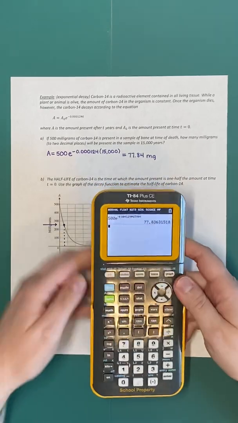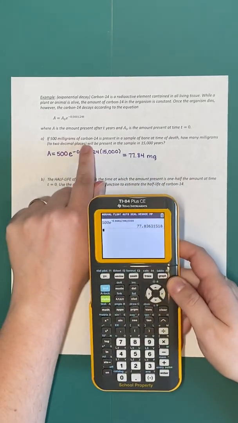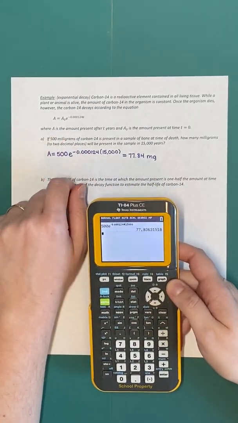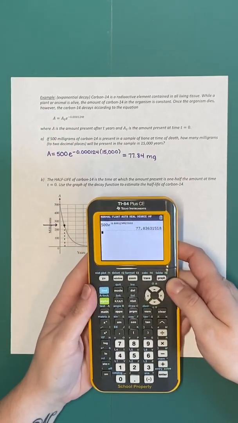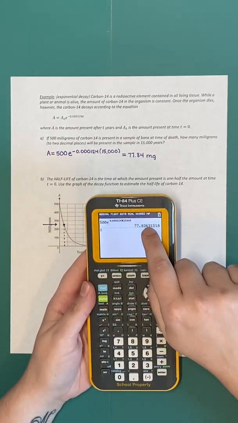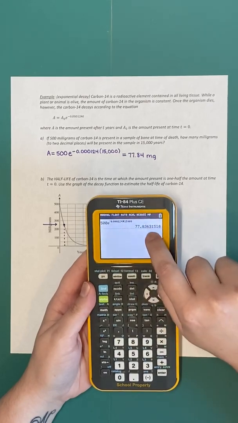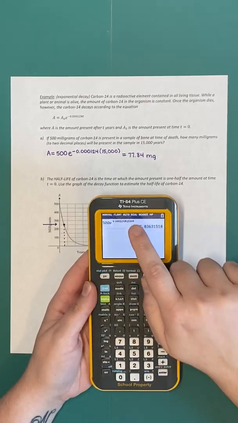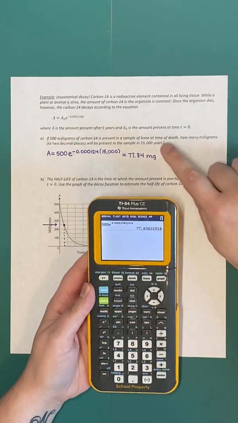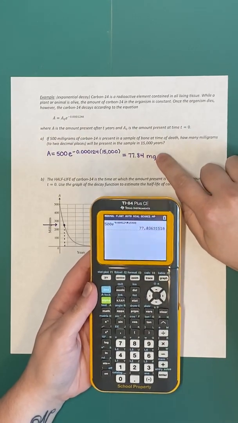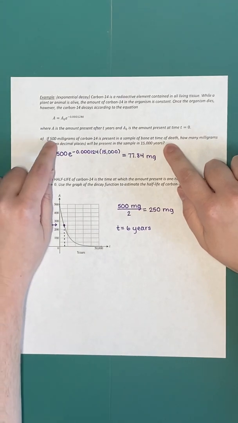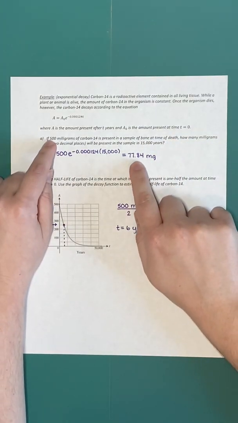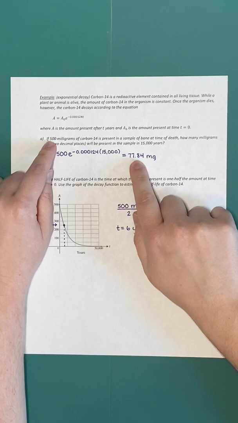Now this says just round to 2 decimal places. In other words, we're talking about milligrams. It doesn't have to be whole units. We can have a fraction of a milligram. So to 2 decimal places, we're rounding based on the 6. The 6 tells us to round the 3 up to a 4. So 77.84 milligrams. After 15,000 years, we went from 500 milligrams to about 78 milligrams.